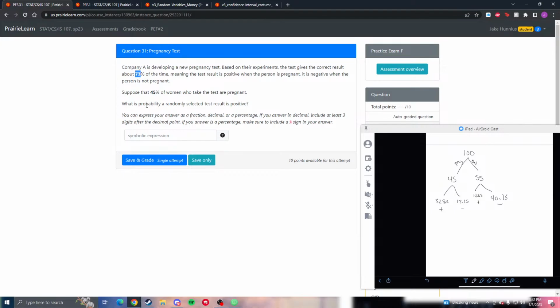All right, and it's asking what is the probability that a randomly selected test is positive? Well, we get 32.85 plus 14.85 is 47.7, so it's just 47.7 over 100, 0.477.